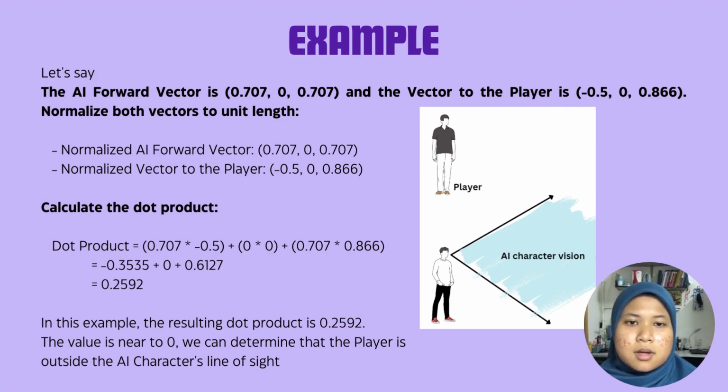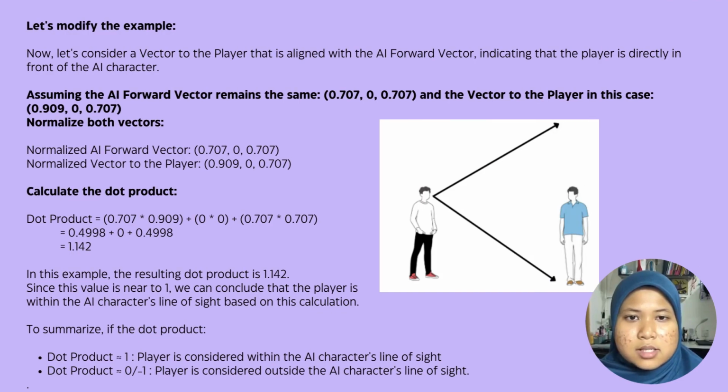Now, we need to normalize both vectors to unit length. Now, we calculate the dot product. In this example, the resulting dot product is 0.2592. The value is near 0, which indicates the player is not within the field of view of the AI character.